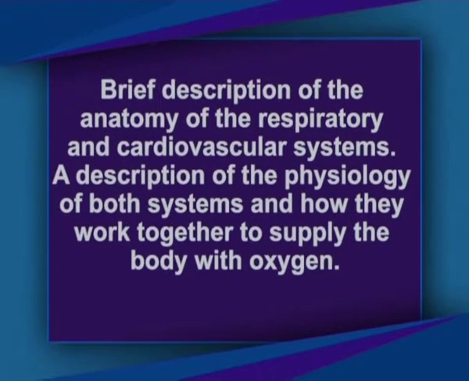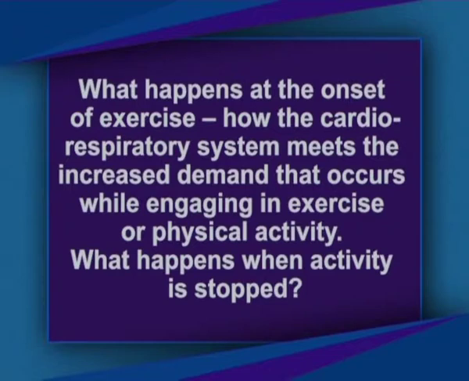Brief description of the anatomy of respiratory and cardiovascular systems. A description of the physiology of both systems and how they work together to supply the body with oxygen. What happens at the onset of exercise? How the cardiorespiratory system meets the increased demand that occurs while engaging in exercise or physical activity. What happens when activity is stopped?